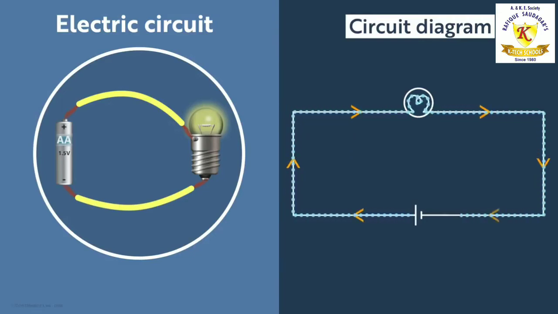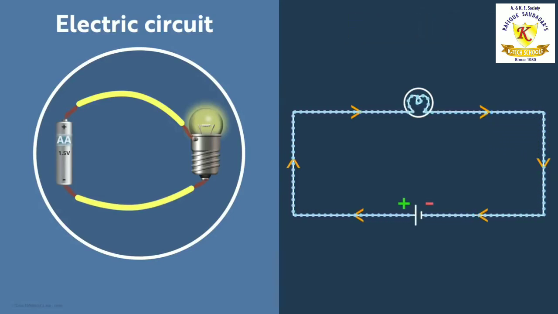You can even show the direction of electric current in the circuits with arrowheads. So, the electric current is flowing in this direction, from the positive to the negative terminal of the cell.